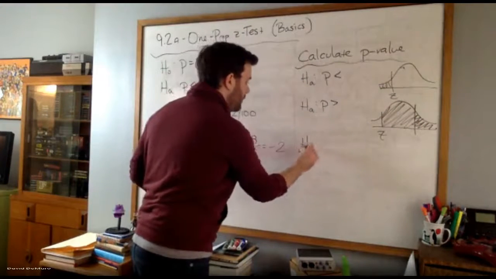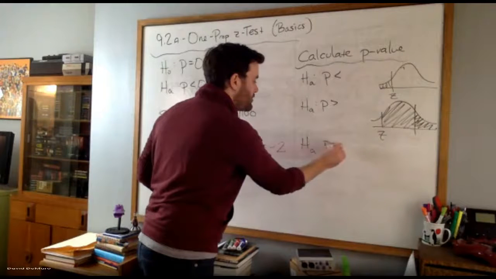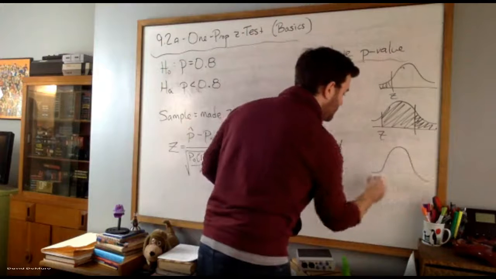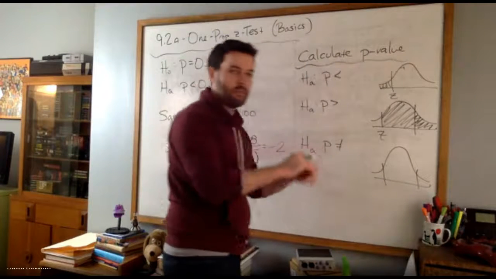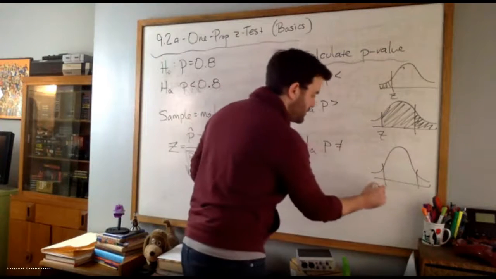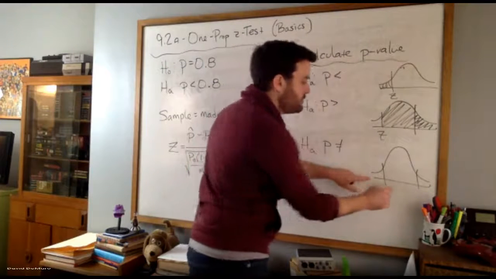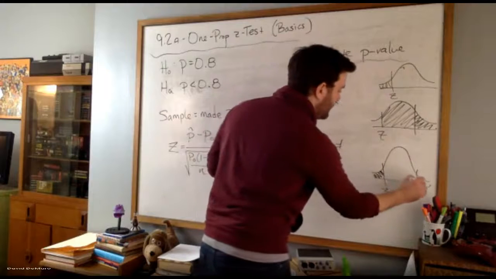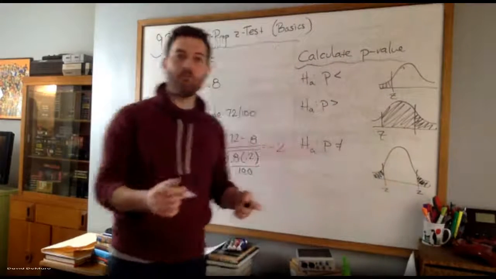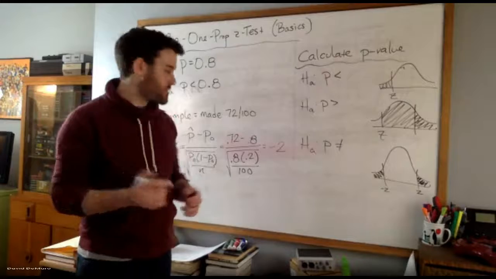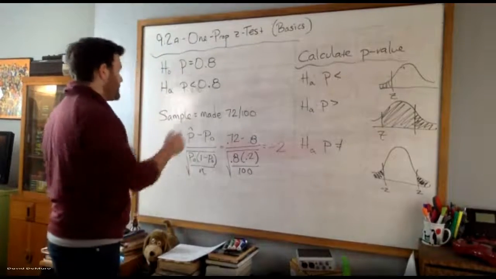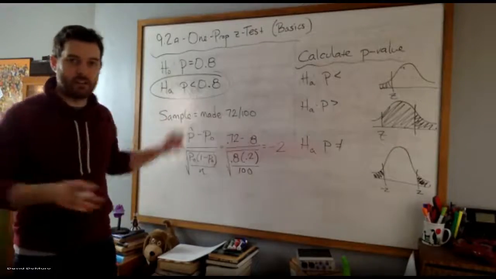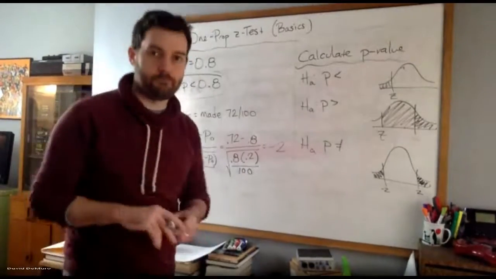And finally, if your alternate said that p was just not equal to, then we would have what's called a 2-sided test. And the p-value would be the sum of the 2 tails. So our z-score over here is -2, but we would also have one on the opposite side at +2, and the p-value would then be the sum of those 2 tails. Because our alternate said p is less than 0.8, we have what's called a left-sided 1-tailed test.